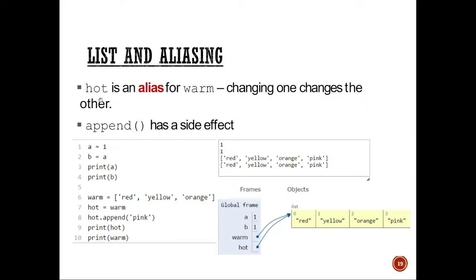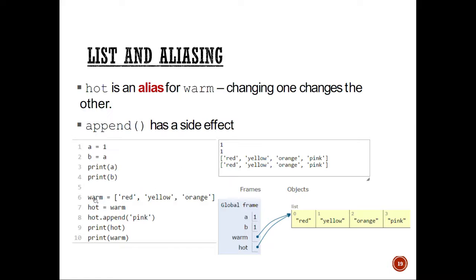As an example, hot is an alias for the word warm, so changing one changes the other. So append has a similar side effect. As an example, let's assume A is set to be equal to 1 and then B is set to A. When we print A, we get 1. Print B, we get 1.